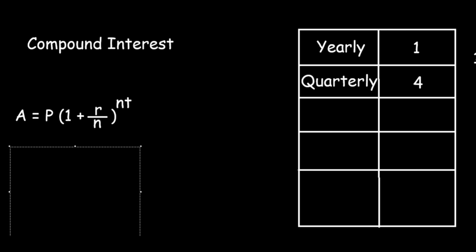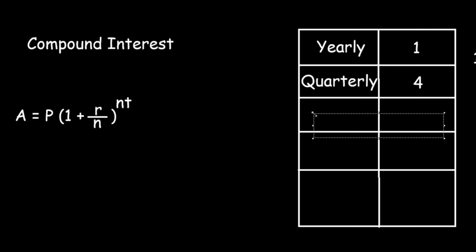So I have this table here that'll show you what our N number will be if we compound, for example, yearly. If we compound our interest yearly, our N value will be equal to 1. And if we compound our interest quarterly, it'll be 4. So we're compounding our money every 3 months. 12 divided by 3 is equal to 4, which is why our N value is equal to 4.